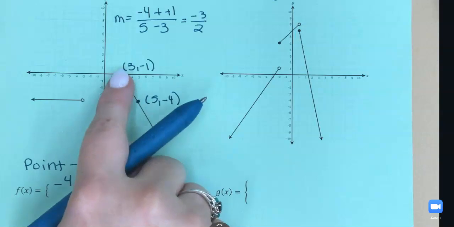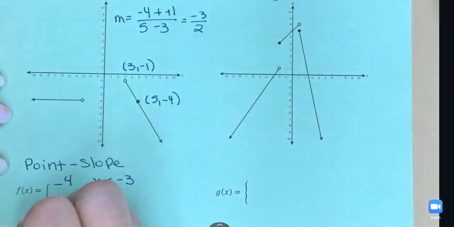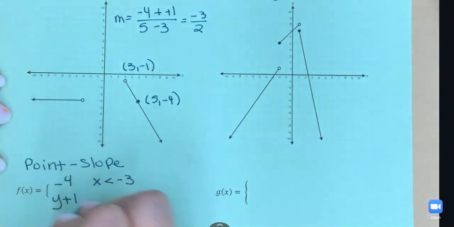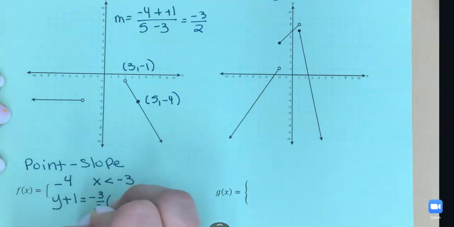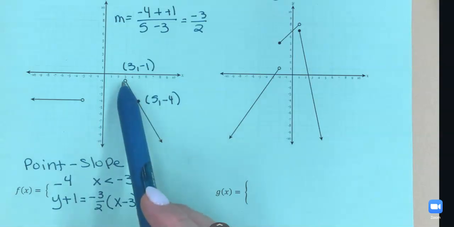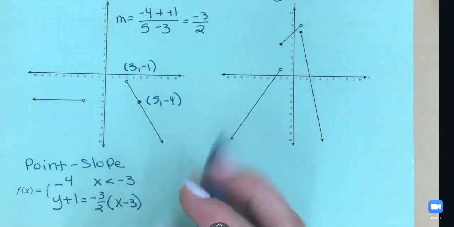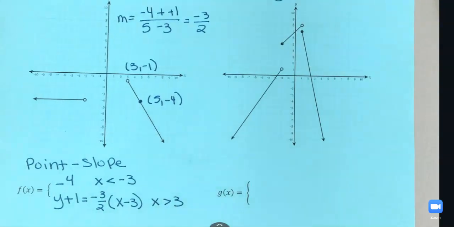So, that's going to be y minus -1, which becomes y plus 1 equals m. My slope is -3 over 2 times x minus 3. That is the equation of that line, and this is taking place when x is greater than 3. And again, I am not going to underline that inequality because of that open circle.